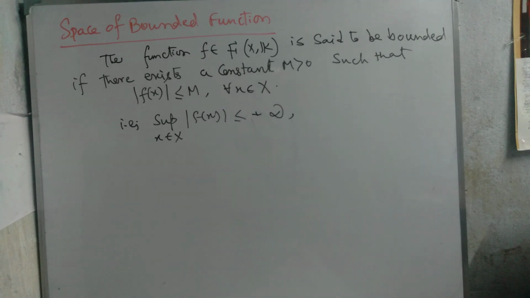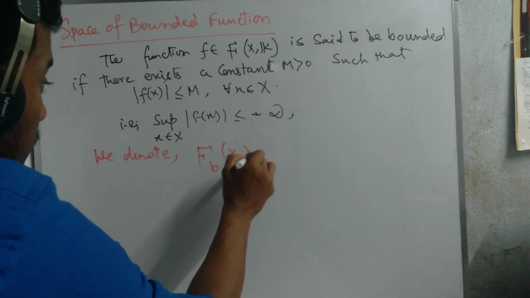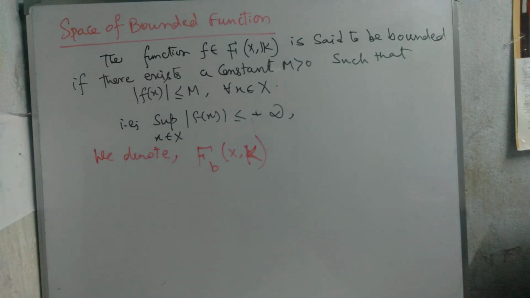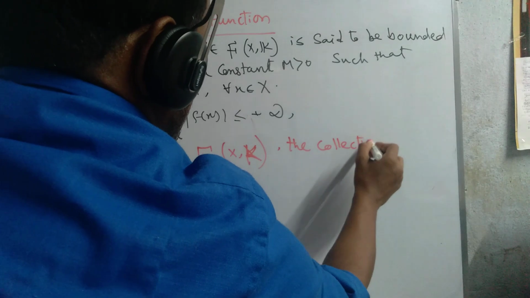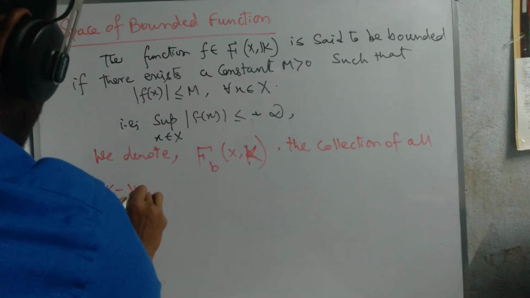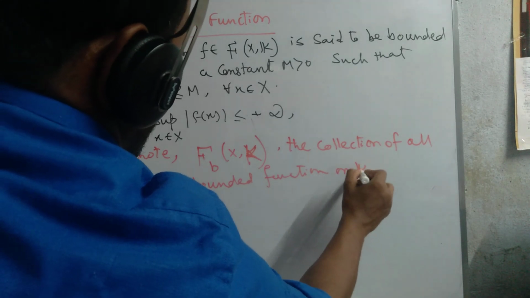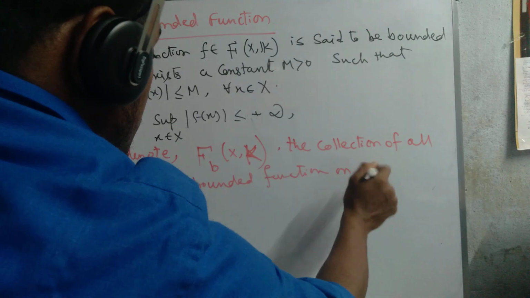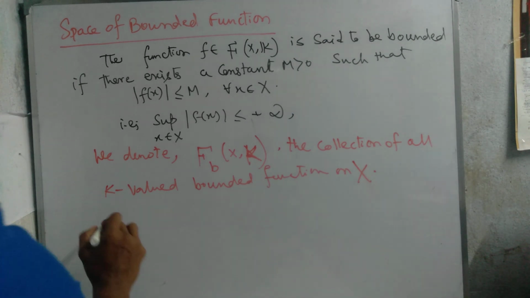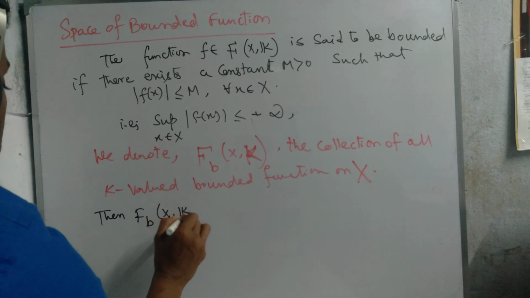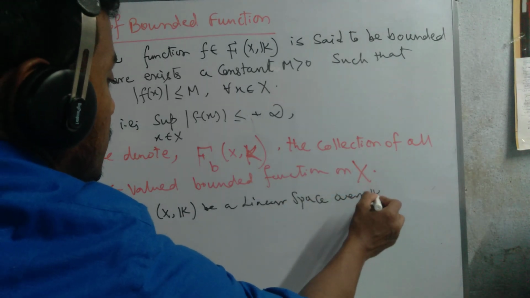Then we denote this by B(X,K), that means the collection of all K-valued bounded functions on X, that means from X to K. Then obviously B(X,K) is a linear space over K.